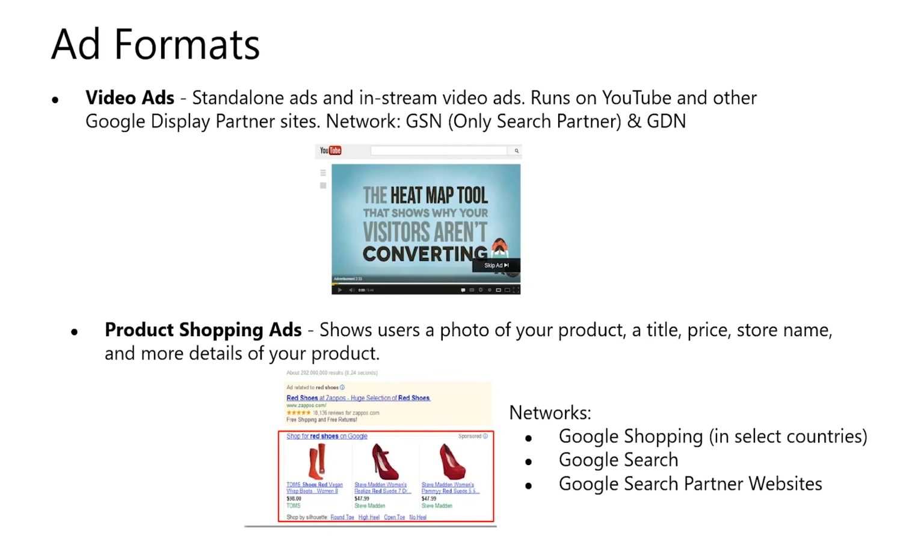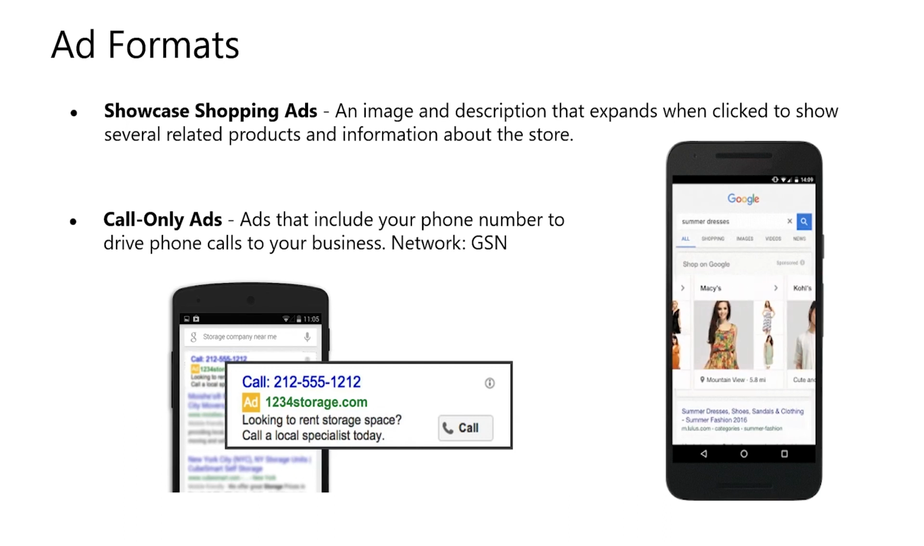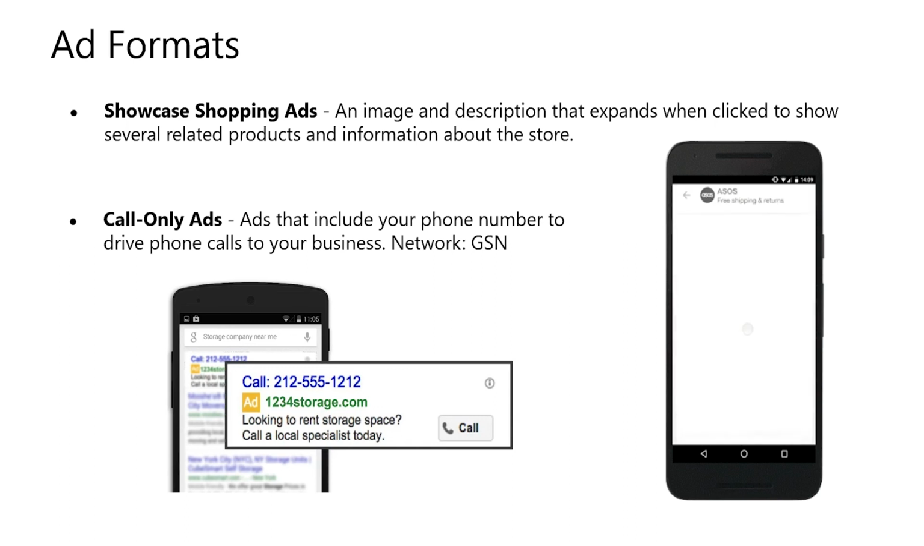There are video ads which you can show on YouTube. There are product shopping ads, also known as product listing ads, PLAs, which are seen in Google search, right? So if you're searching for specific products, there is a high chance that websites or networks such as Google Shopping, Google Search, or Google Search partner websites would show images of products along with their pricing and a link to buy that product, right? So there are shopping ads available in certain countries. Most recently they have been made available in India also.